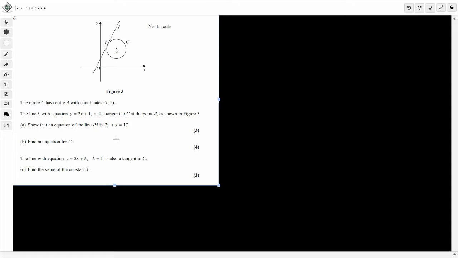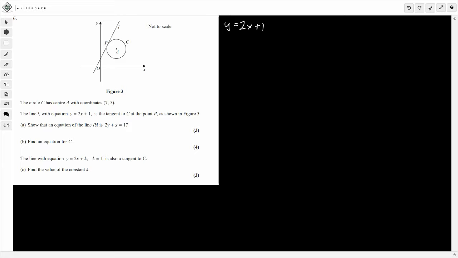For the first part of the question, we have to show that an equation of the line PA, so that's this line here going through here, is 2y plus x is equal to 17. So we have a bit of information, we know what we're aiming for, so let's see if we can get there. First off, we need to think about gradients. So we're told this is the line with equation y equals 2x plus 1. So if that's 2x plus 1, what we need to consider first is what's the perpendicular gradient here.